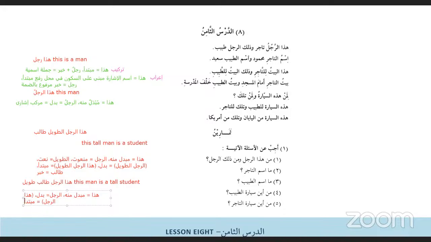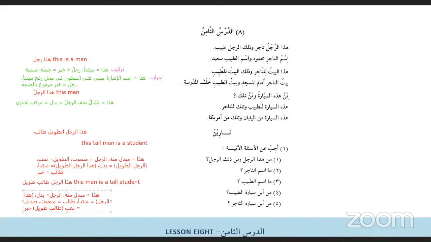And then that leaves طالب. We can't make a khabar straight away, so we're going to say it's man'ud because there's a nat after it. And طويل is the nat. And then the phrase طالب طويل will group together to now become the khabar.